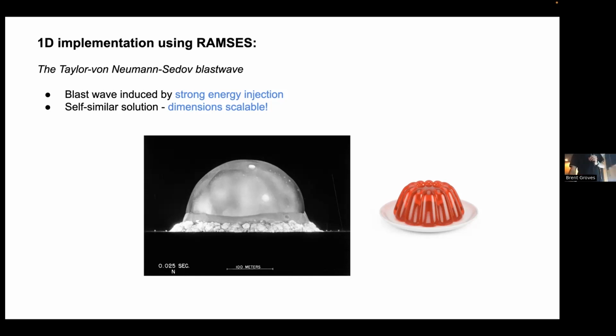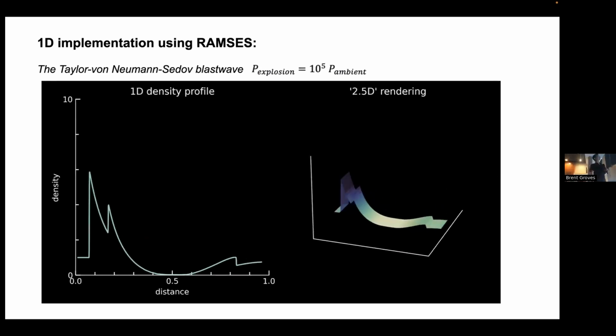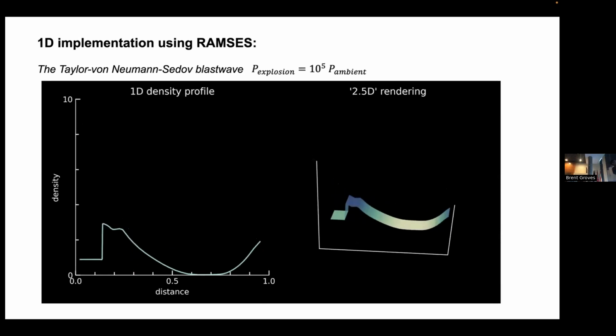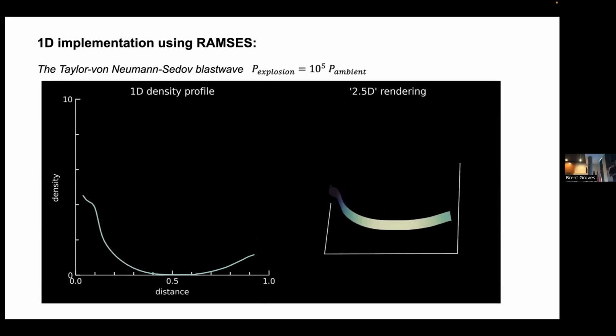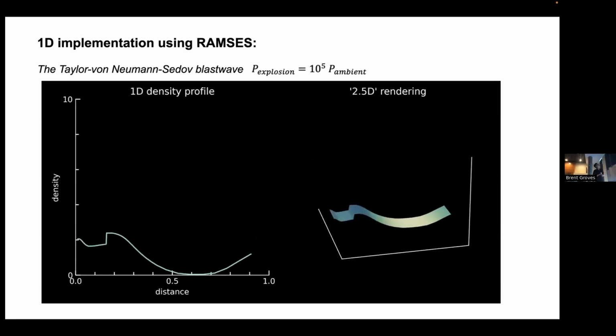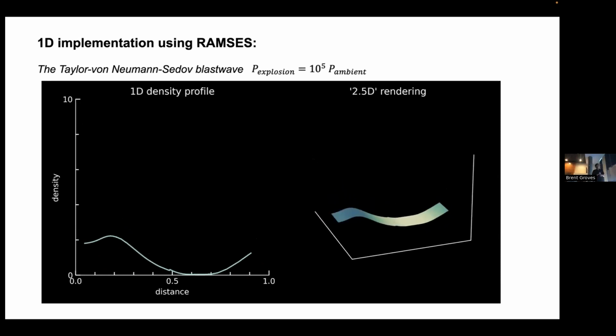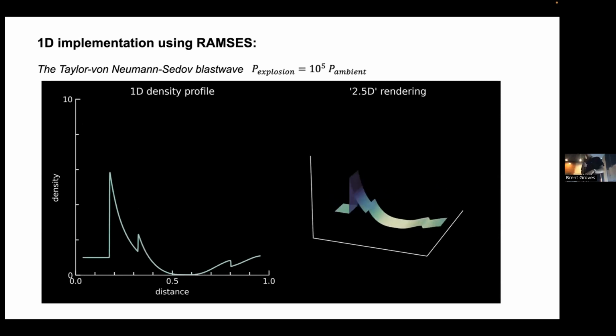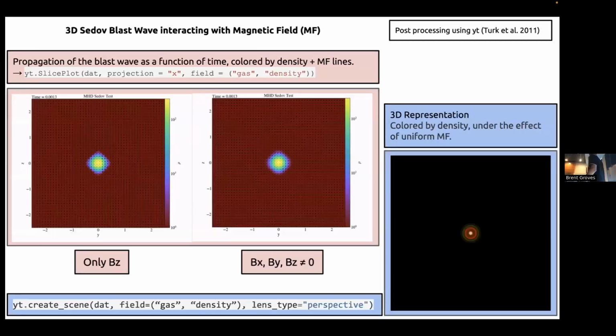This is a 1D density profile of a blast wave. You could just follow any of these peaks and see how they evolve. There's not really much to talk about, but just look at them, I guess. All right, so move on to the next one.